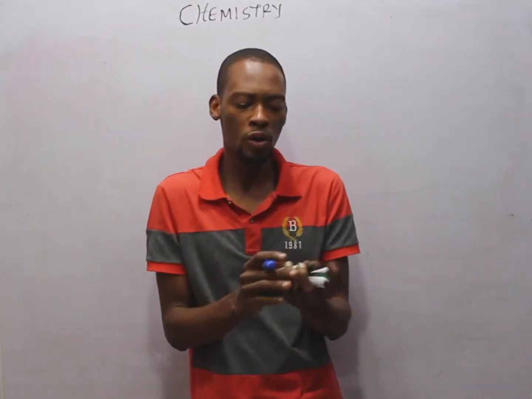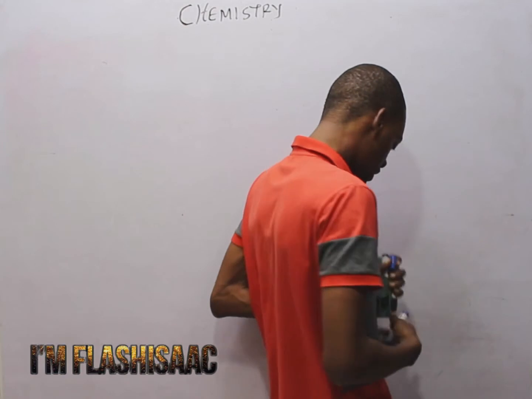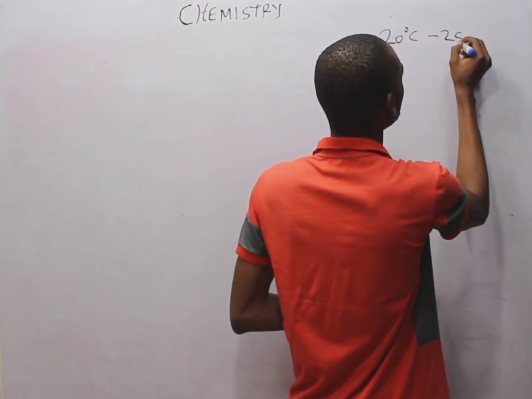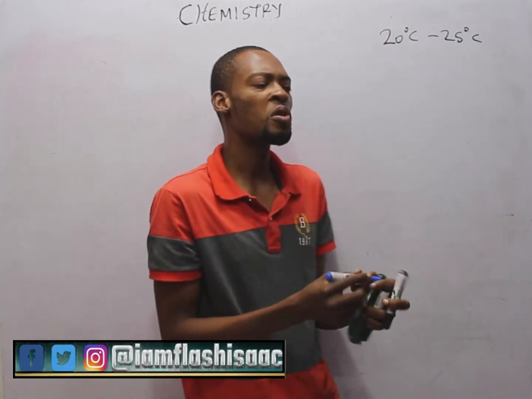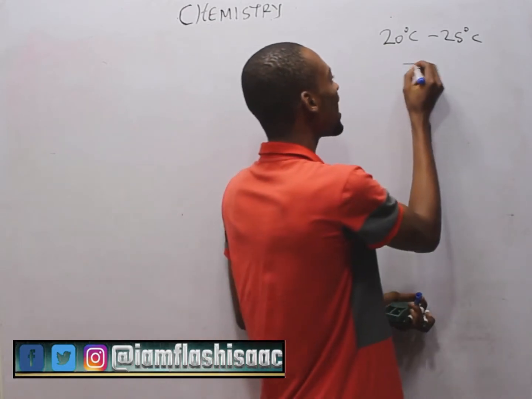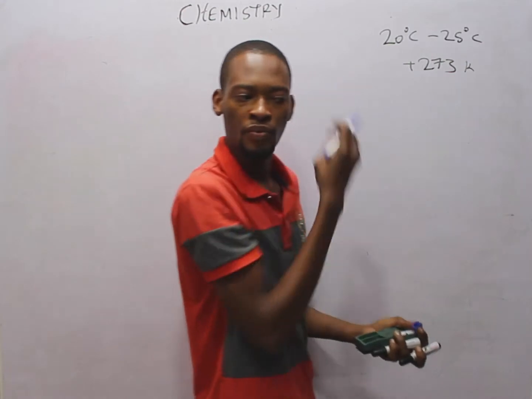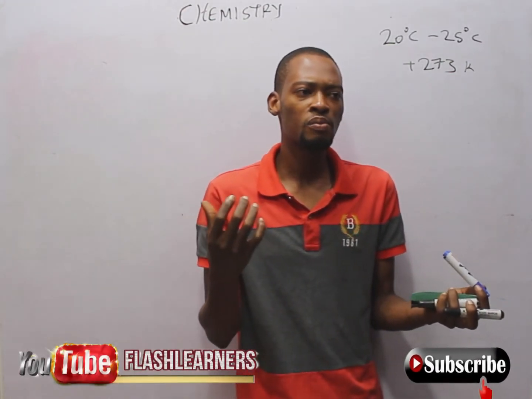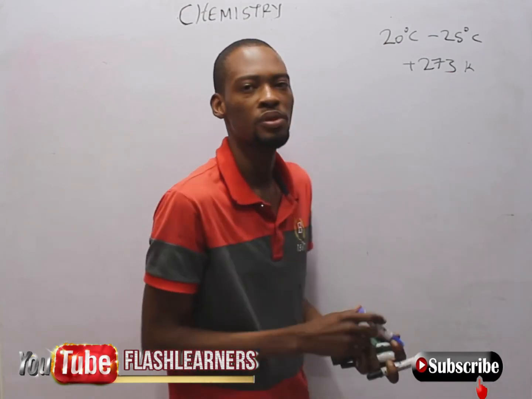For scientific work, room temperature is taken to be 20 degrees Celsius to 25 degrees Celsius. And to convert temperature from degrees Celsius to Kelvin, you simply add 273 to make it Kelvin. While absolute zero is the minimum or lowest temperature that is possible.